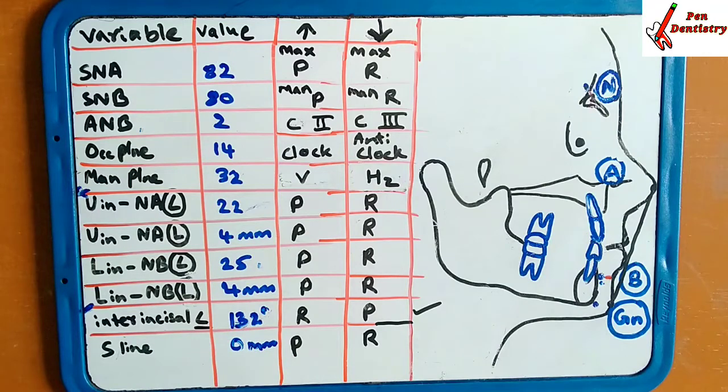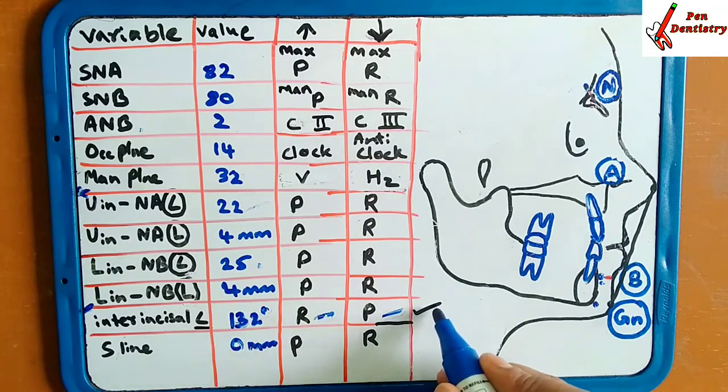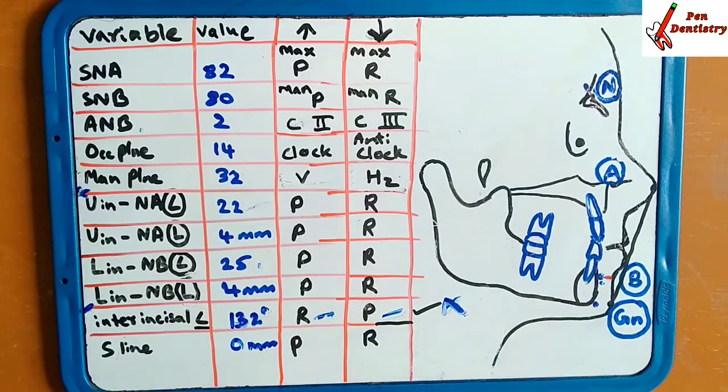When the angle is obtuse, retroclination is there, and when the angle is decreased, proclination will be there. This is vice versa, an indirect proportion. Elsewhere, when the angle is increasing, proclination was seen, but this is the special case where the angle is increased and retroclination is seen. S line: when the S line is increased, proclination is seen. When the S line is decreased, retroclination is seen. This is the summary chart for this Steiner analysis.